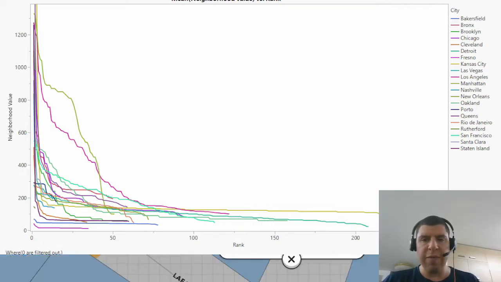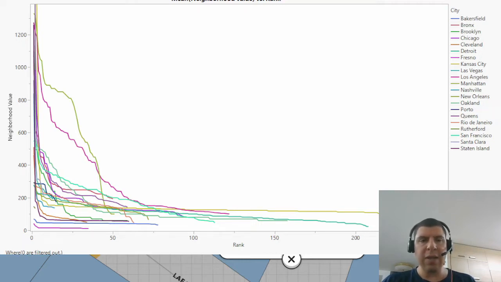Starting out with this graph here, we can see that every single line represents a different city. On the x-axis, I have ranked all of the neighborhoods of each city based on their initial price. So the most expensive neighborhood would be ranked number 1, and the least expensive neighborhood would be ranked last. From this, we can also see how many neighborhoods each city has.